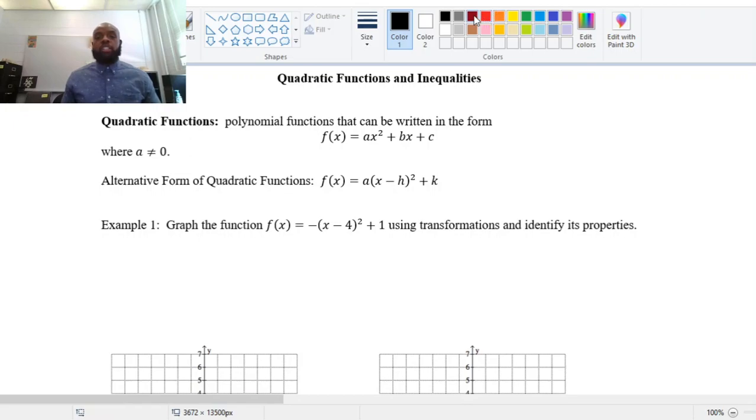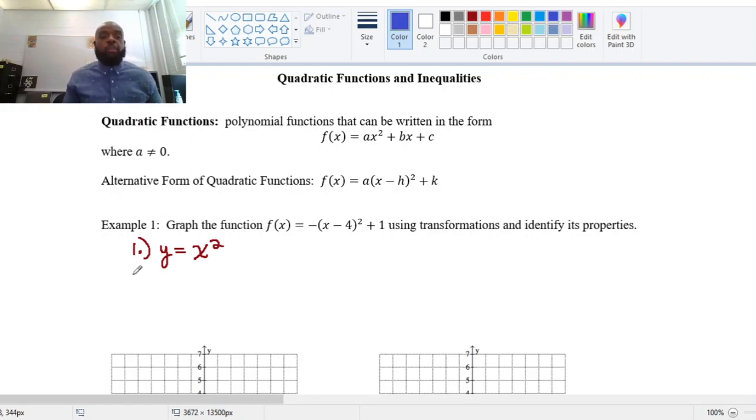And so here in this first example, we have f of x equals negative the quantity x minus 4 squared plus 1. We want to graph this quadratic function using transformations. And so the first thing I'm going to do is identify all of the transformations. We start with our most basic function, meaning remove the negative, remove the minus 4, and remove the plus 1, and we'll see that we have our squaring function. So that's the function that I'm going to start with.